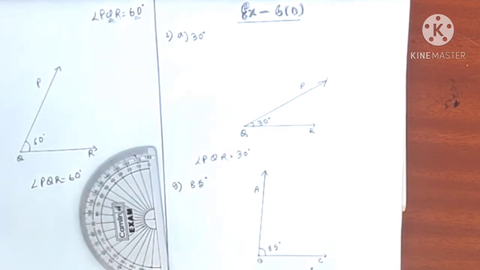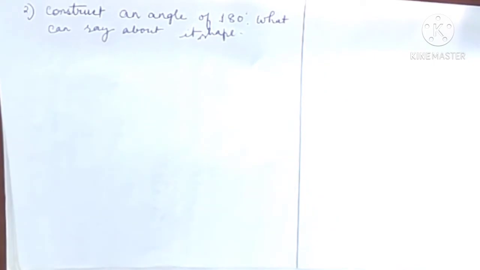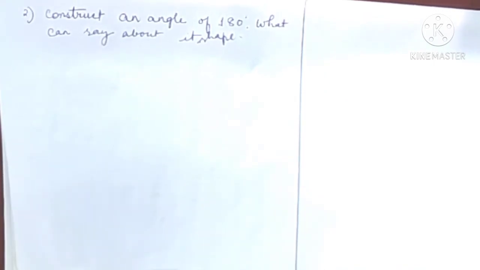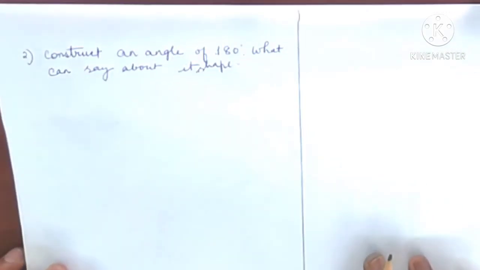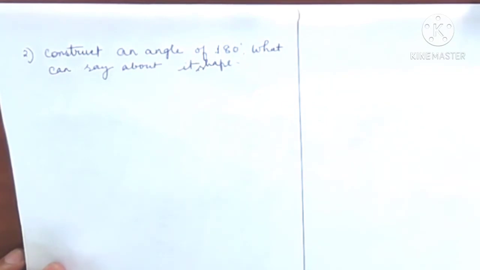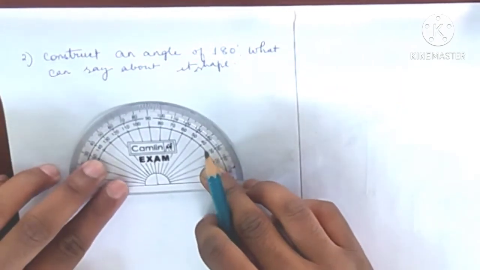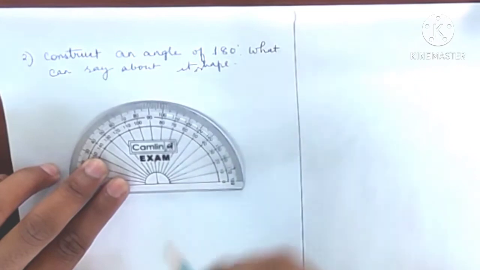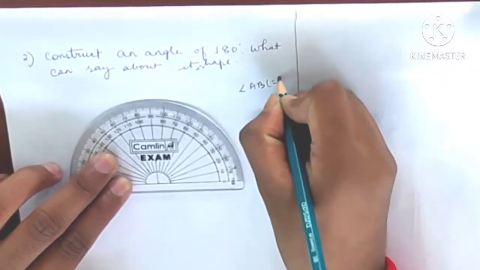After this question, we are going to start question number 2. Going to do question number 2. What does the question say? You see, construct an angle of 180 degrees. What can you say about its shape? So here we have to draw a 180 degree angle, and after that we have to say something about its shape. So first of all, let's begin with the shape. You see how we will make angle 180 degrees. Suppose we are going to make angle ABC, that is equal to 180 degrees.